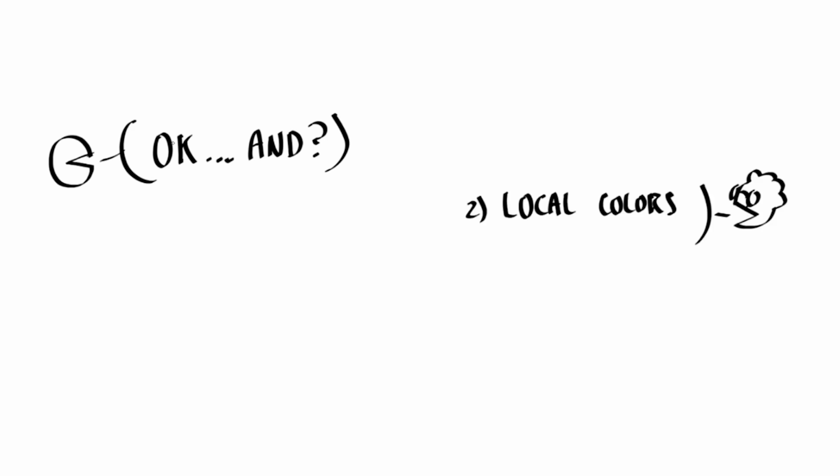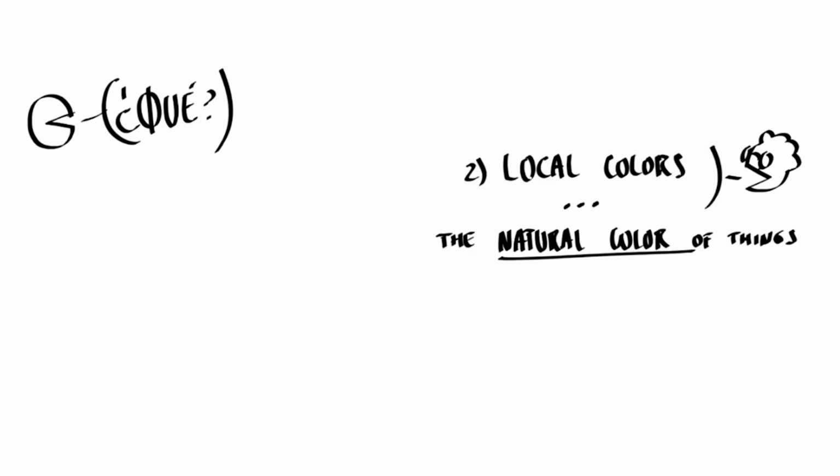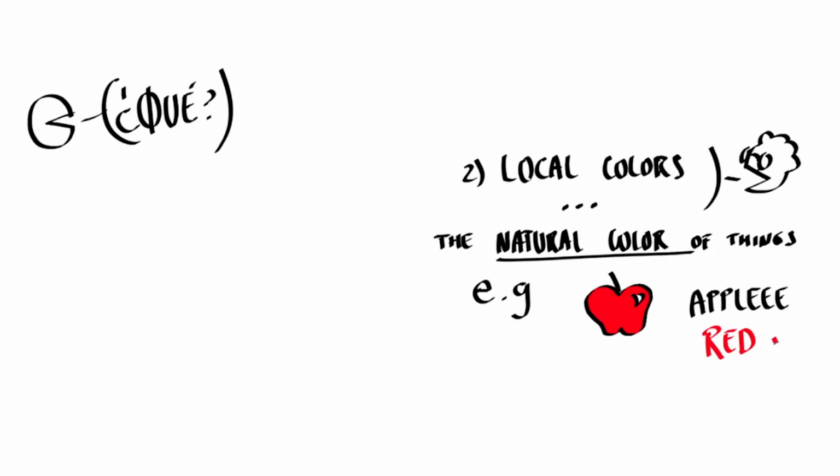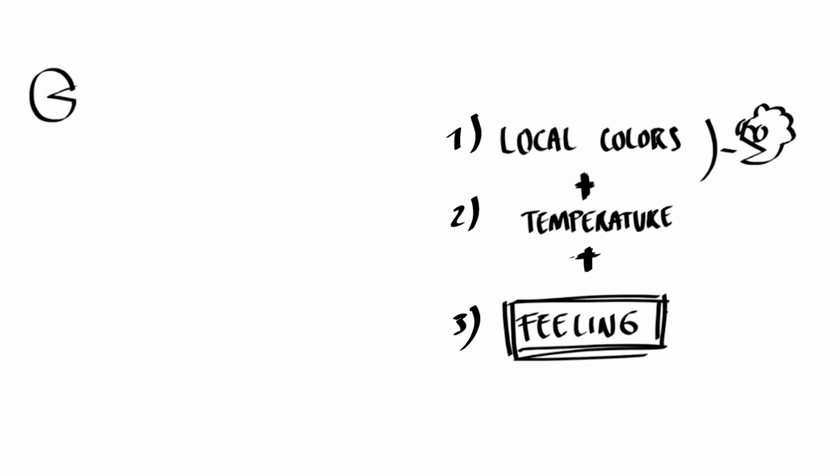Think about local colors. Okay? The local colors are the natural colors of the things. For example, an apple is red, right? Well, red is the natural color of the apple. It's local color. So we have local colors plus the temperature plus the feeling.